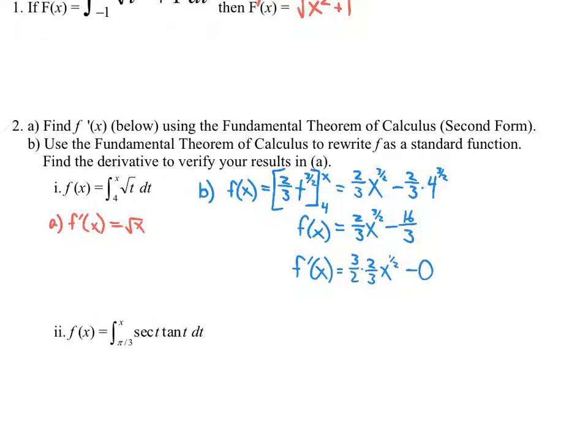So now when I do that, notice the 3/2 and 2/3 cancel out, and I get f prime of x is the square root of x. Same thing we got back here. So that's just a little kind of proof, if you will, that it works either way.